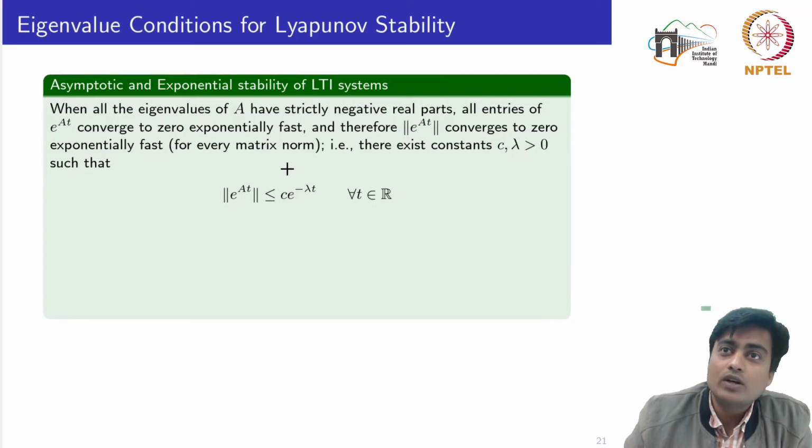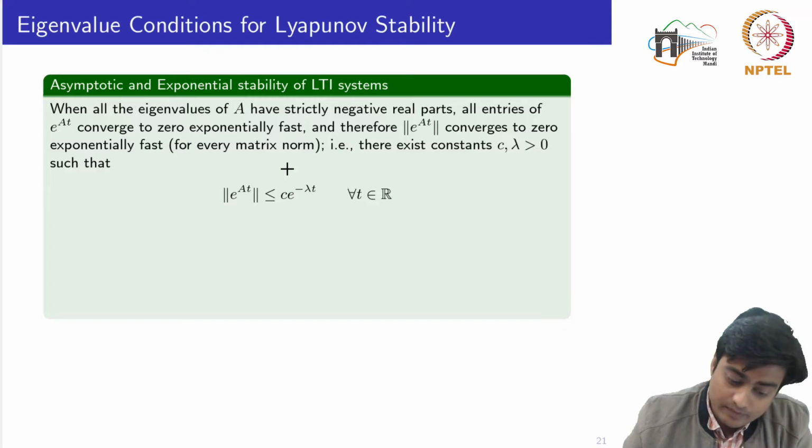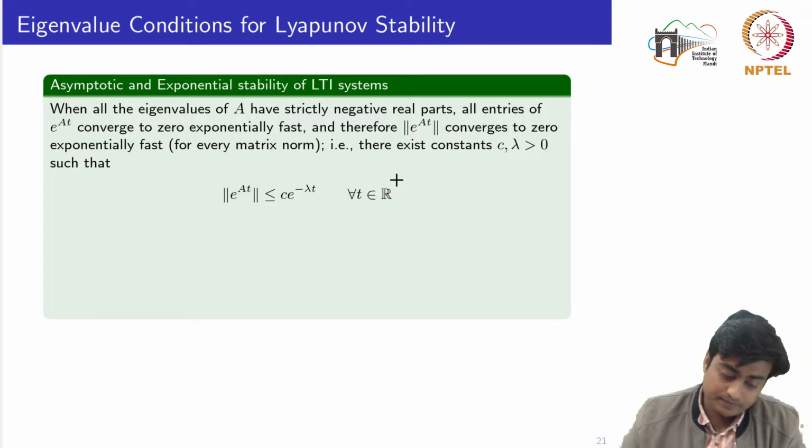You can take any one norm, two norm, infinity norm, or the Frobenius norm, which also means to say that there exist two positive scalars such that the norm of this matrix is always less than or equal to c times e to the power minus lambda t for all t belonging to R.